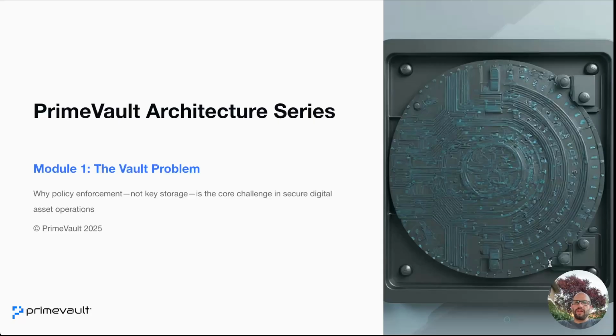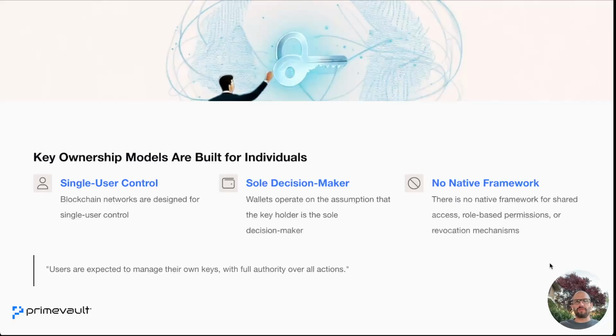We're on our first of the PrimeVault architecture series. In this module, we'll be talking about the main problems that crypto users face. The whole idea of this series is to go into some of the details about how and why PrimeVault works the way that it does. We'll start off talking about what we call the vault problem.